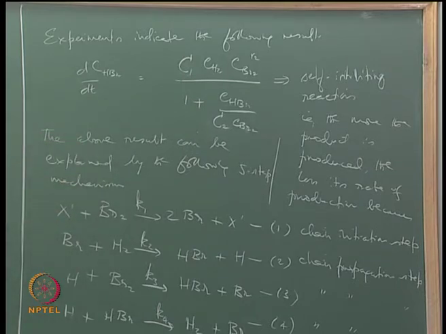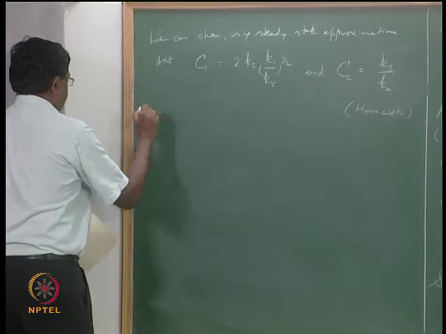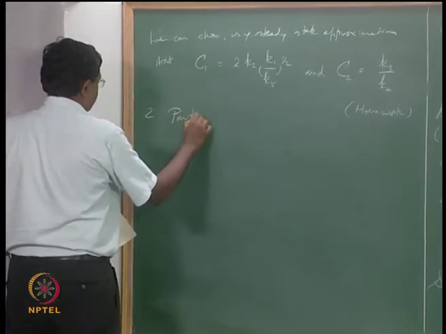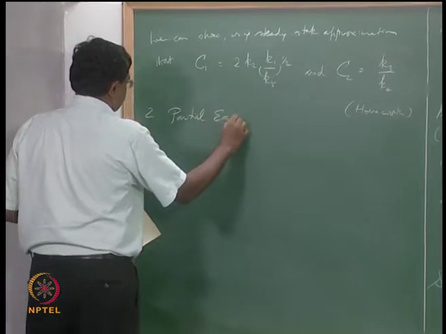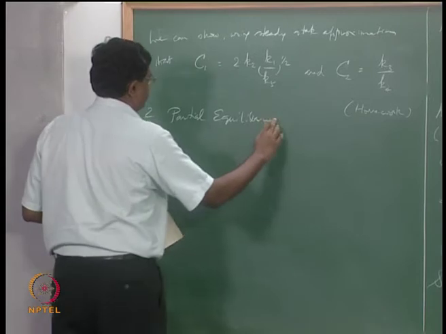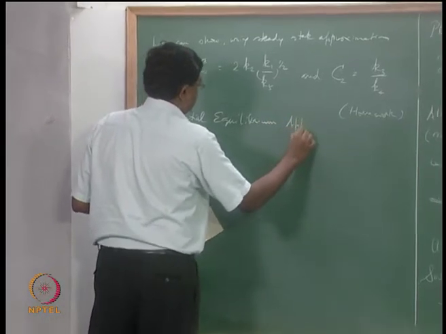So what else can we do? So this is an example of how the steady state approximation looks like. So now let's look at another approach where we try to simplify, which is called the partial equilibrium approximation.